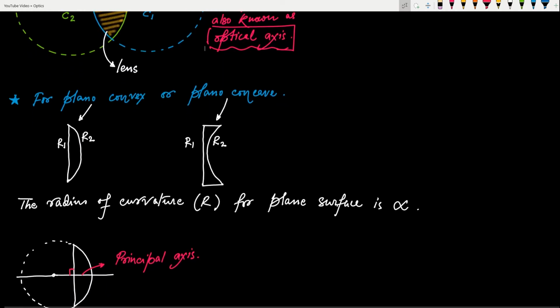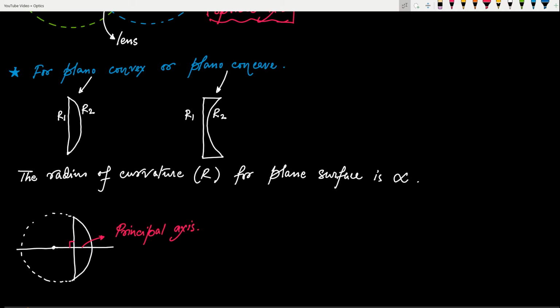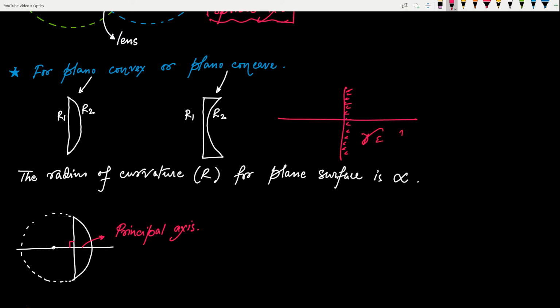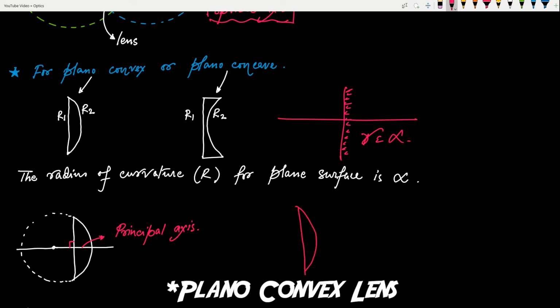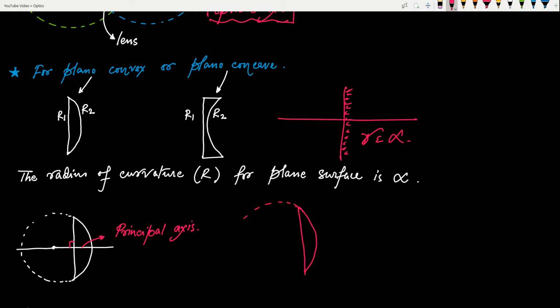It's very simple. We know that the radius of curvature for a plane surface is actually infinity, isn't it? This is a plane surface. I've explained this in the mirror lecture, that for a plane mirror the radius is actually infinity. So how to draw the principal axis? Now let's look into this plano-convex lens. We need to find out the center first. For this surface, which is a spherical surface, the center will be somewhere here, C1. But this surface, that is the plane surface, doesn't have any center.